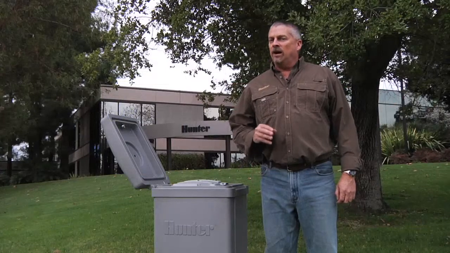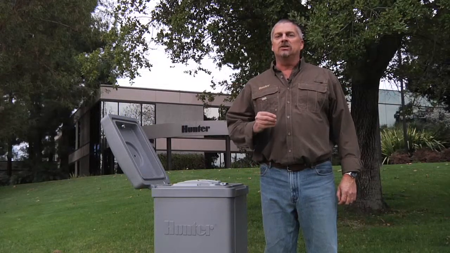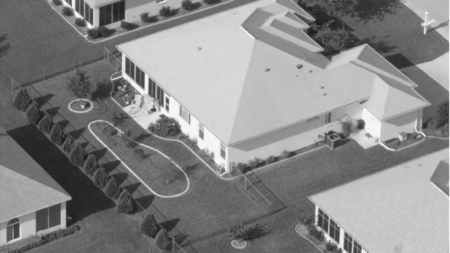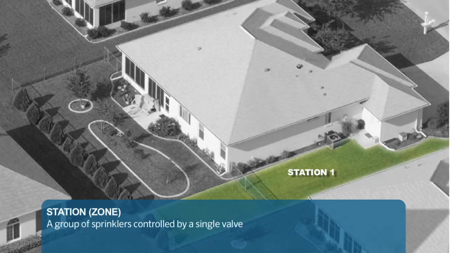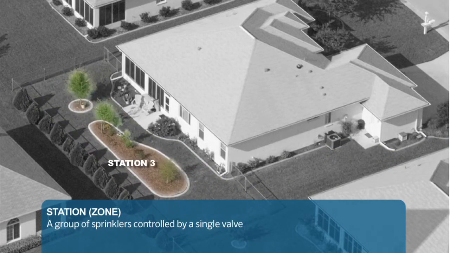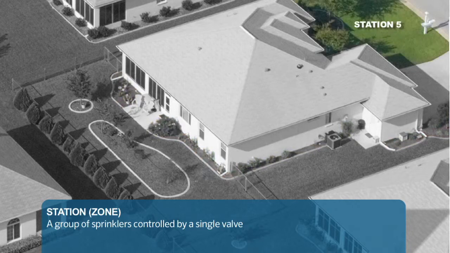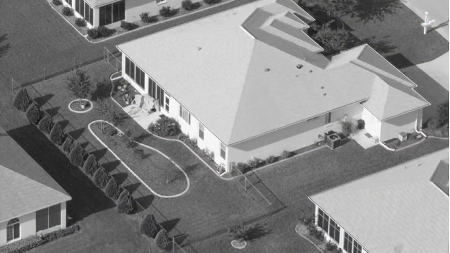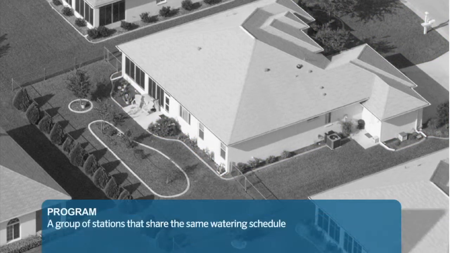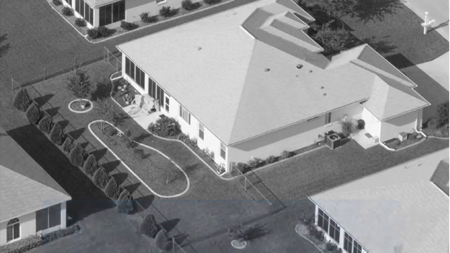Before programming our watering schedule, let's review some terminology. A station is a group of sprinklers that are controlled by a single valve. A station is also known as a zone. A program is a group of stations that share the same watering schedule. And by schedule, we mean the days of the week on which the program will run.